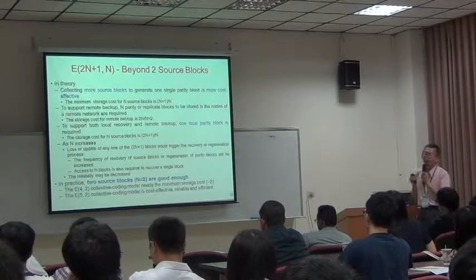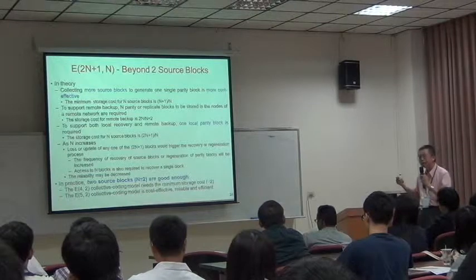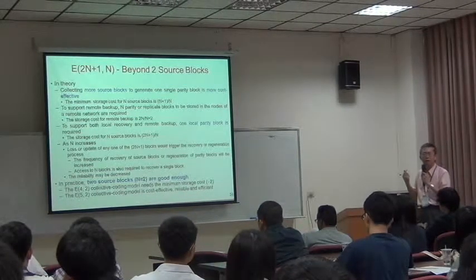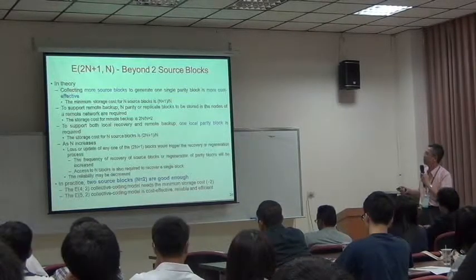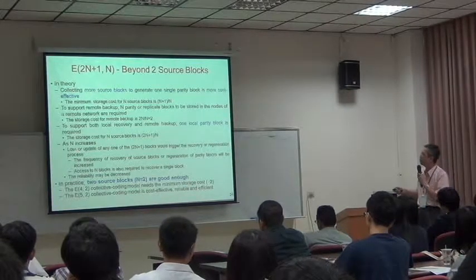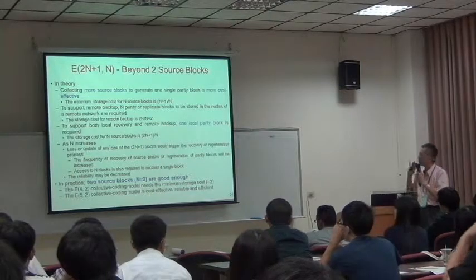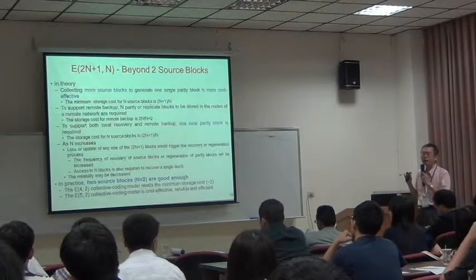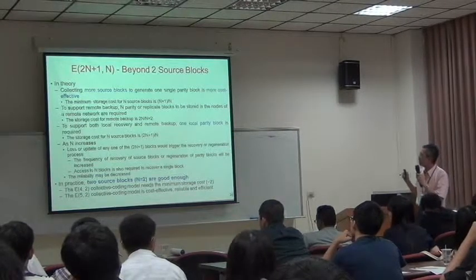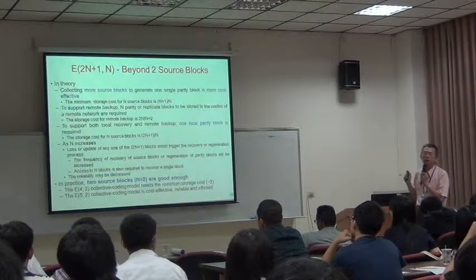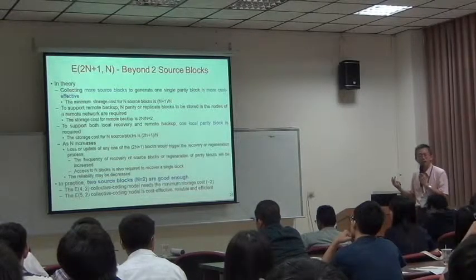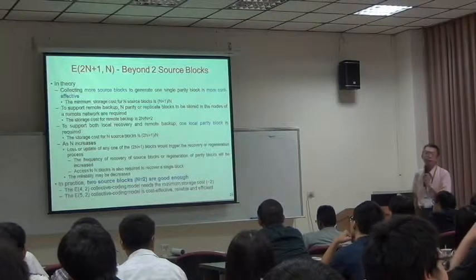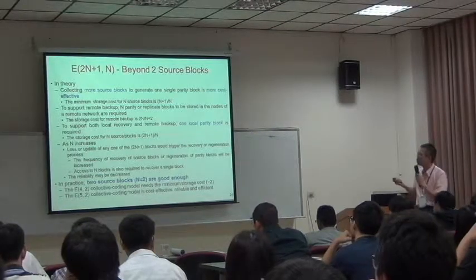But the main problem is that as n increases, say 10, why not 100, why not 1,000, it's clear that the loss or update of any one of them will trigger recovery, so the network traffic will be pretty high. So a good balance is that we think 2 is good enough. In theory, 2 is good enough. It's simple, just use 2 blocks to generate the parity block. So it's a simple design.